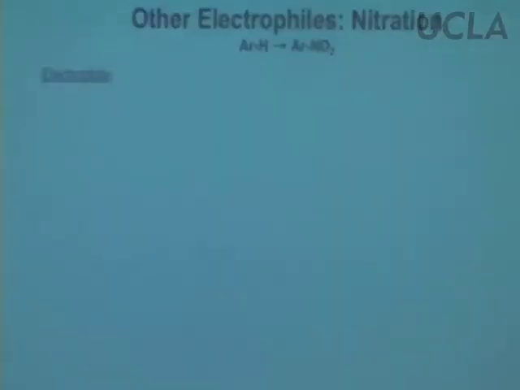All right, let's see how that operates by talking about putting a nitro group on. Putting nitro groups on is pretty common. As a matter of fact, one of the best ways to introduce a nitro group into a molecule is through electrophilic aromatic substitution, especially if you're making TNT.